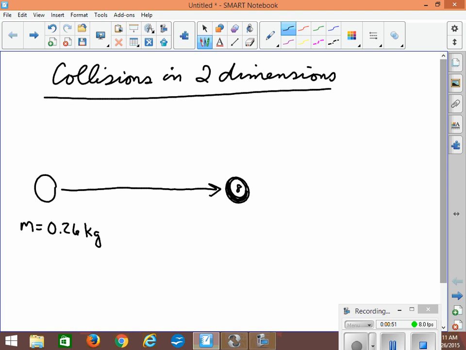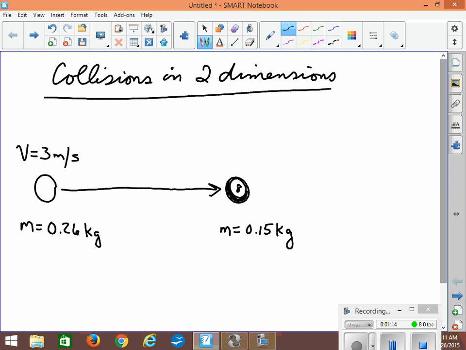And the 8 ball has a different mass. The cue ball is heavier than all the other balls. I don't know if you know that about the pool table. The 8 ball's mass is 0.15 kilograms. The other thing I'm going to tell you is that the speed of the cue ball originally is 3 meters per second.